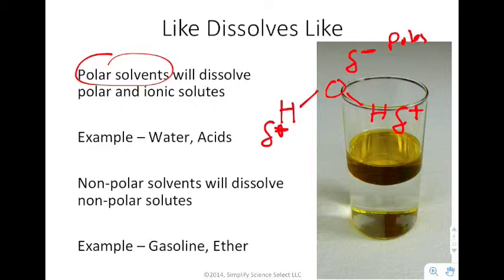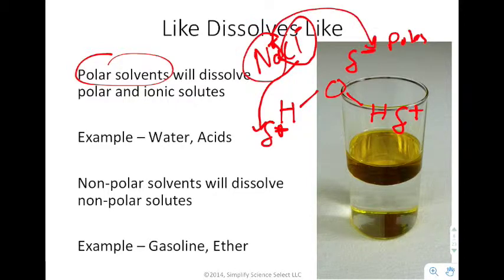So for example, if we have something like NaCl, NaCl is an ionic substance, which means it has a positive charge and a negative charge. The reason why salt will dissolve in water is because it has these negative charges that are attracted to the positive end, and these positive charges which are attracted to the negative end. That's what allows it to dissolve in the particular substance. It becomes part of the solution where it's arranged around it. So polar solvents, like water, will dissolve polar and ionic solutes because they are both charged.